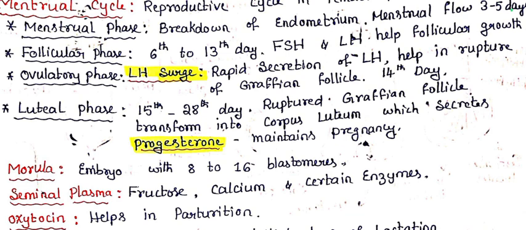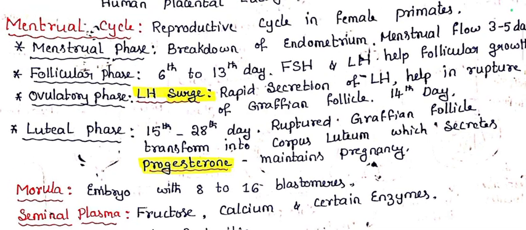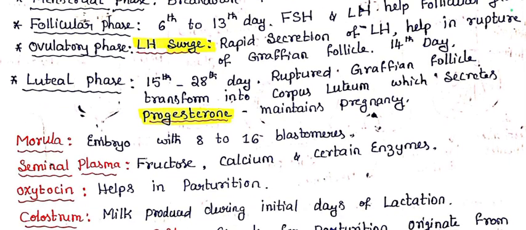In ovulatory phase, you can find LH surge. There is a rapid secretion of luteinizing hormone that helps in the rupturing of Graafian follicle to release the egg, that occurs on the 14th day. And in luteal phase, ruptured Graafian follicle converts to corpus luteum, which is yellow in color, and secretes progesterone, which is to maintain the pregnancy, and this happens on the 15th to 28th day.